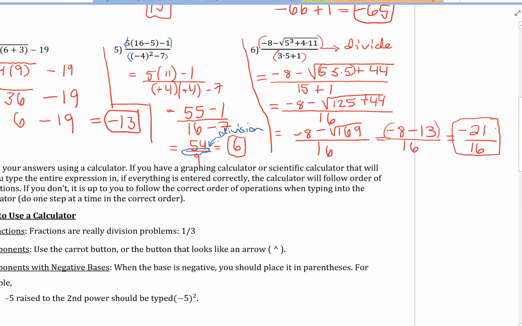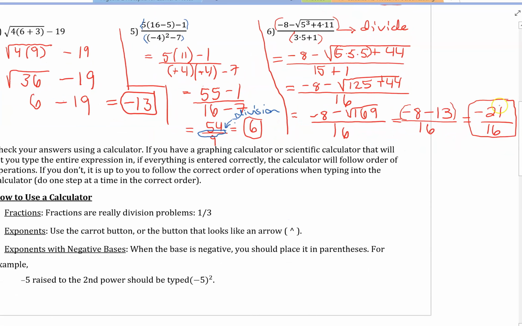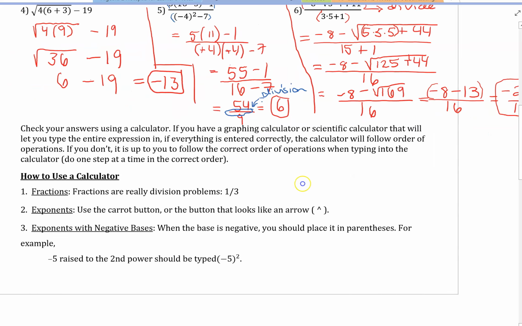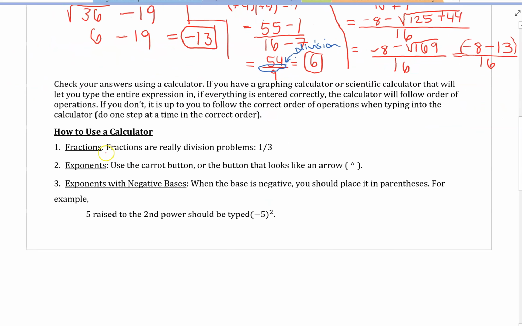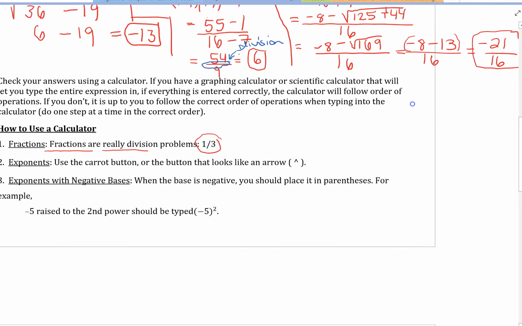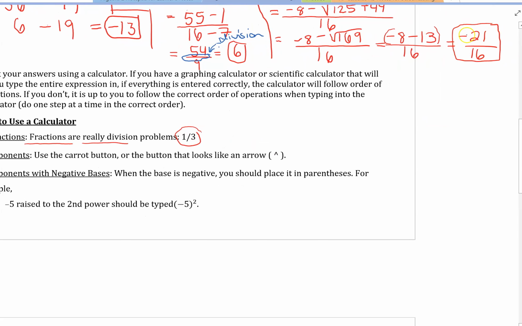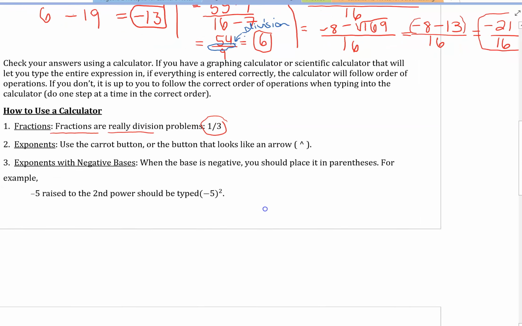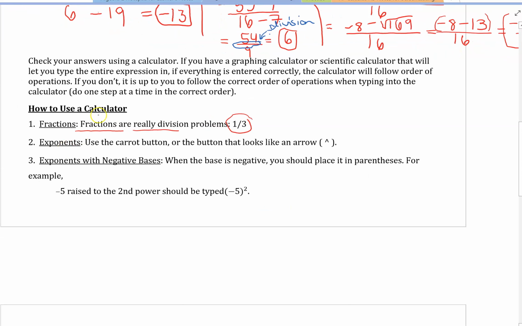Now, if you wanted to get a decimal value for 21 over 16 on your calculator, remember that fractions are basically just division problems. So you would just type it in using a division symbol on your calculator, and it should provide you with a decimal value for that fraction. If you want to do exponents on a calculator, use the button that looks like this. That's how we can raise something to a power. We call it the caret button.